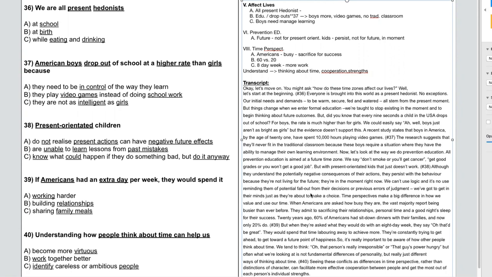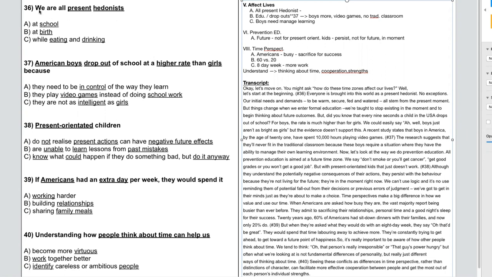I would encourage you to go back and listen and perhaps even answer using process of elimination before the explanation, but you can also just follow along and understand why the answers are the way they are based on the outline notes and the transcript. So let's get started with number 36.